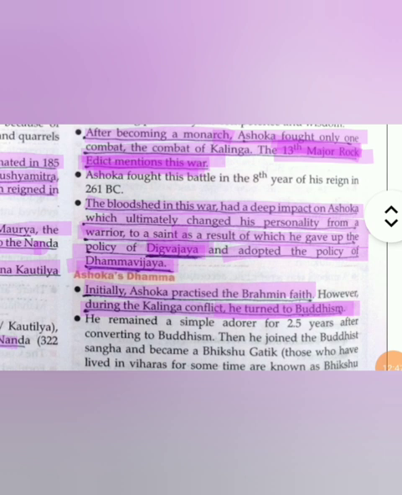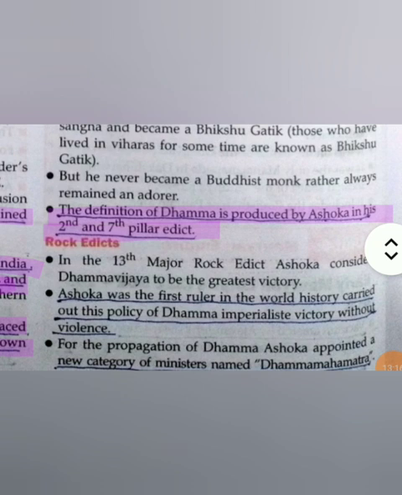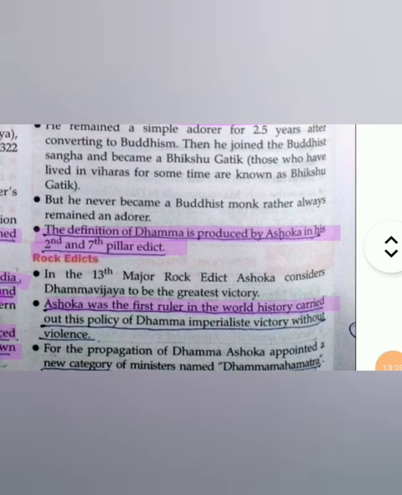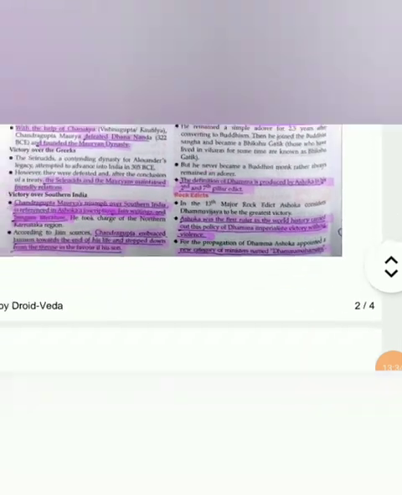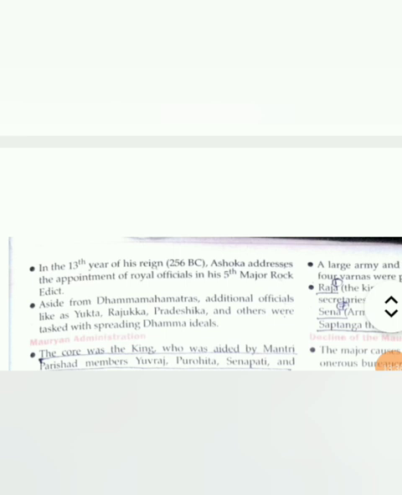Okay, so the definition of Dhamma is produced by Ashoka in his 2nd and 7th pillar edicts. This is also a very important point, that the definition of Dhamma as given by Ashoka is given in the 2nd and 7th pillar edicts, and in the 13th rock edict the information is given about the war of Kalinga. Okay, now comes the fact that Ashoka was the first ruler in world history who carried out this policy of Dhamma, imperialist victory over violence. New categories of ministers called Dhamma Matra were appointed. He also appointed some ministers known as Dhamma Matra.